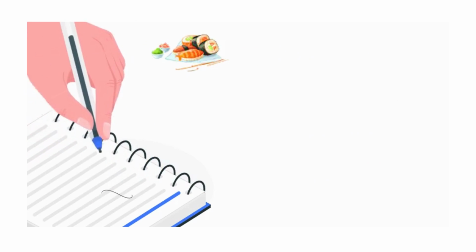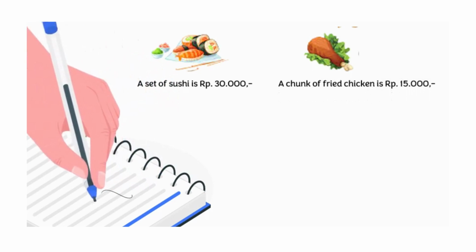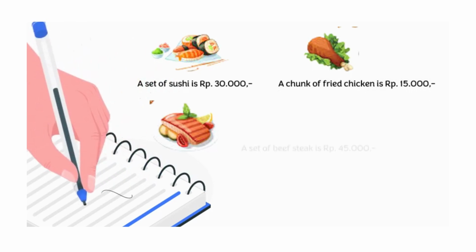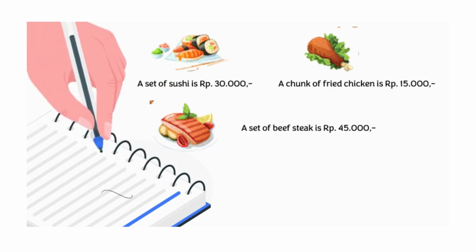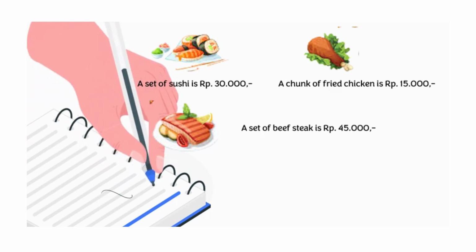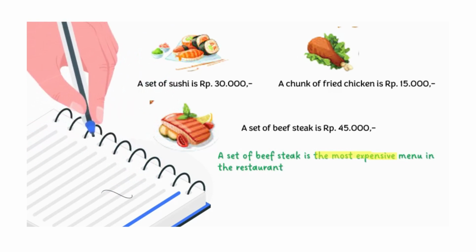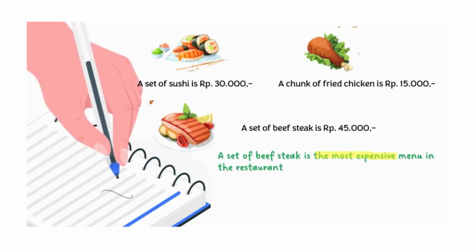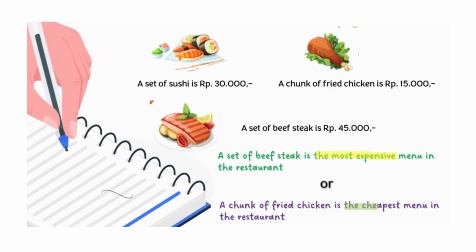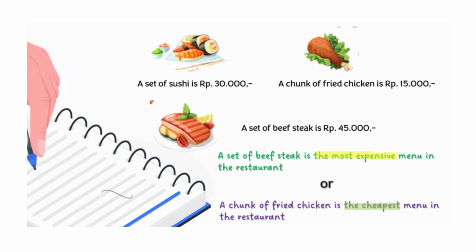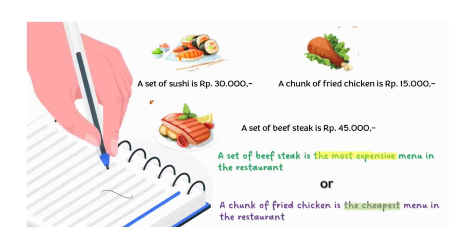What about this? We compare a set of sushi with a chunk of fried chicken and a set of beef steak. It is 45,000 rupiah. If I want to compare these three meals, I can say a set of beef steak is the most expensive menu in the restaurant. Why? Because it is 45,000 rupiah. Or I can say a chunk of fried chicken is the cheapest menu in the restaurant. Why? Because it is only 15,000 rupiah.